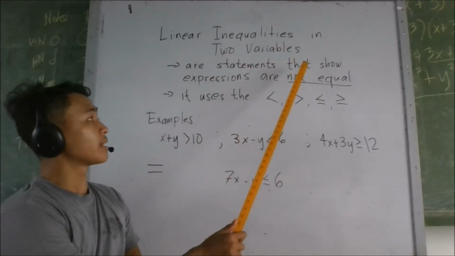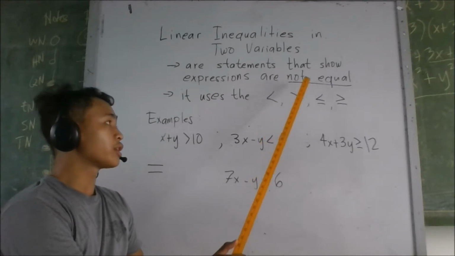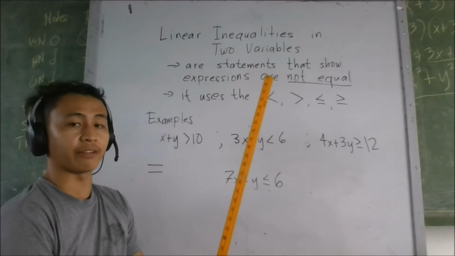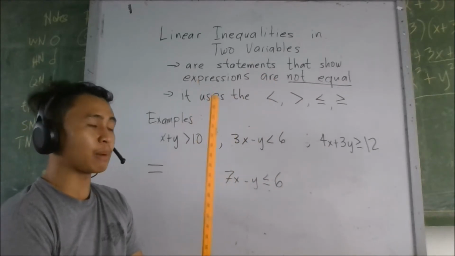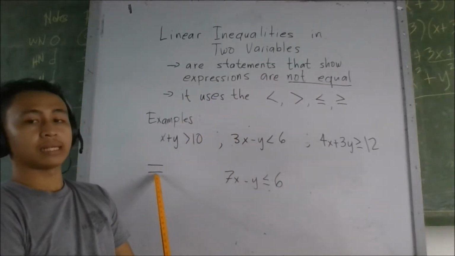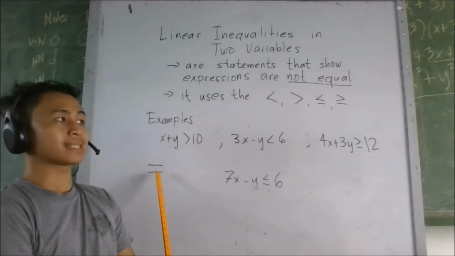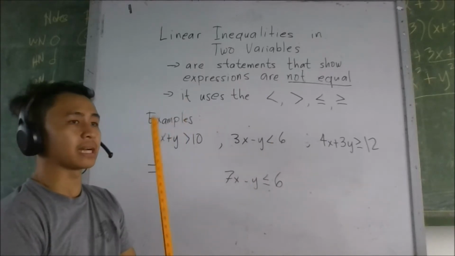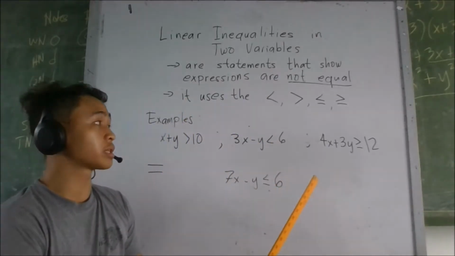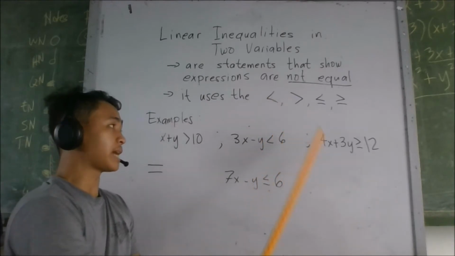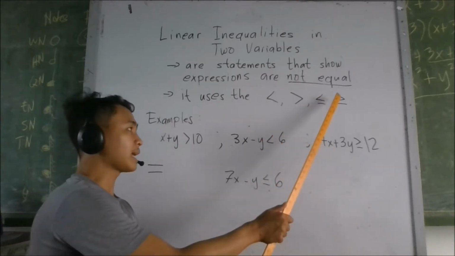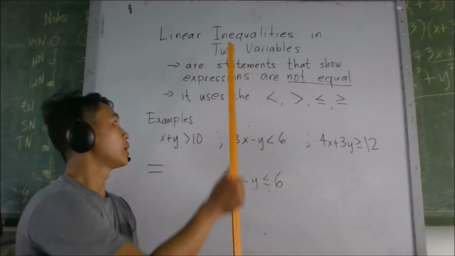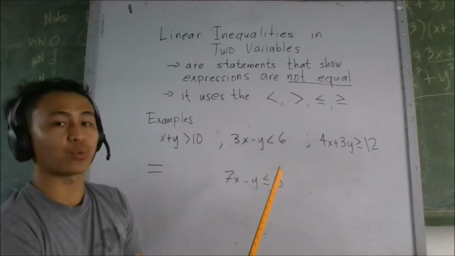Those are statements that show expressions are not equal. Students, yung clue word natin dito is not equal. Ibig sabihin, if they are not equal, wala ka dapat may makikita na equal sign. In short, walang equal sign sa inequalities natin. So sir, if walang equal sign, ano yung ginagamit natin? We are using the four symbols like less than, greater than, less than or equal to, greater than or equal to. So these four symbols right here are what we are using when we are dealing with linear inequalities.